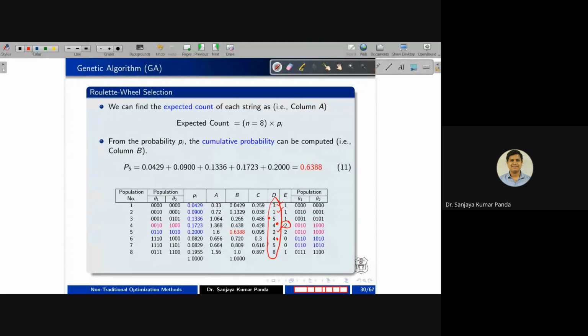You can see here, right? So I'm writing 2 here. Rest case it is 0. And eighth population case you are getting 1. So now you can see if you sum it, it is also 8. That's why I told you before the selection process it is 8. After the selection process also 8.